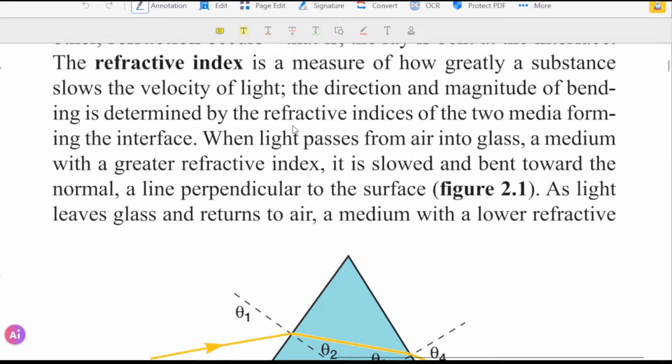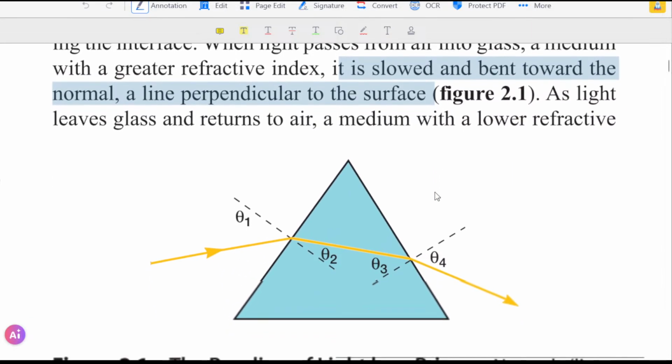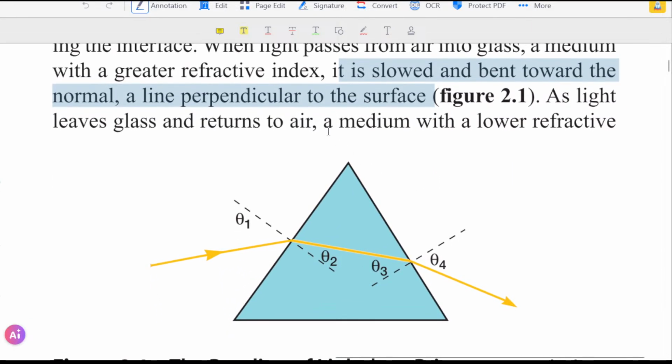When the light passes from air into glass, a solid, they mean, a medium with greater refractive index, it is slowed and bent towards the normal, the line perpendicular to the surface. A medium with greater refractive index, like I said, depends on the medium. It's because of their particles, right?